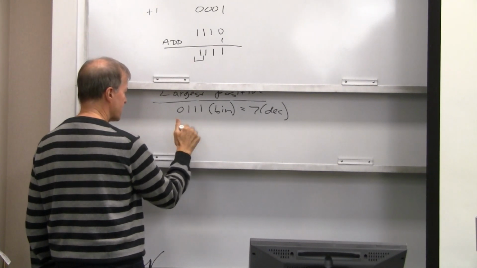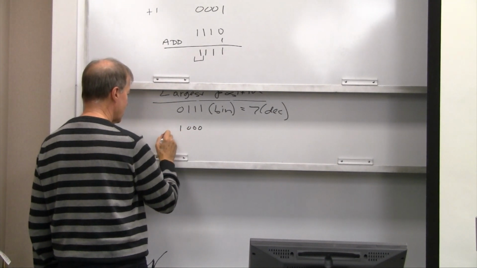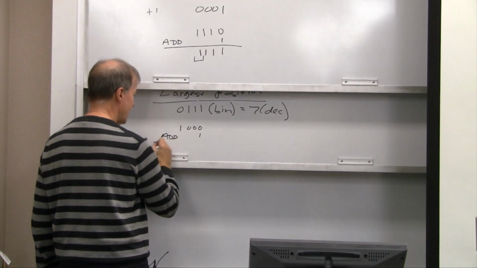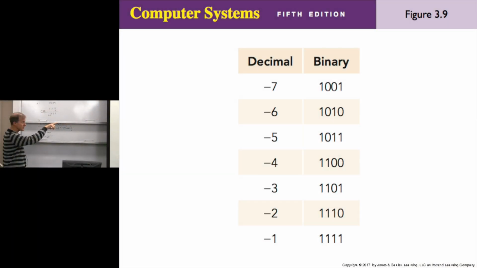You would flip these, right? So this would be what? 1, 0, 0, 0, and then do what? Add 1, and this is 1, 0, 0, 1. And sure enough, that's how negative 7 is stored.